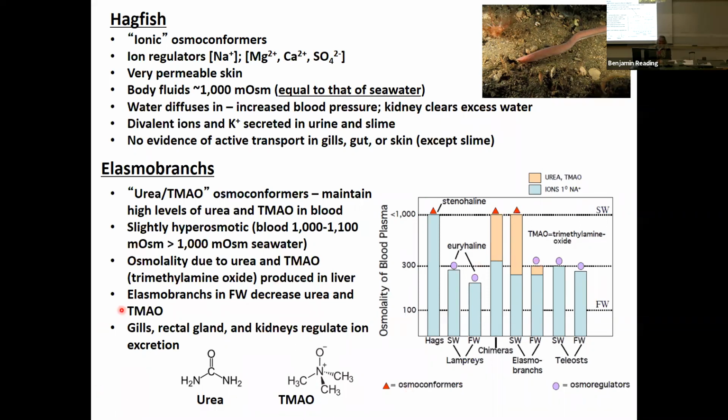They also have some ion pumps in their gills, the rectal gland, and the kidneys that can help to regulate ion excretion if something were to fall out of balance. But generally speaking, they just match their blood plasma to that of their environment using urea and TMAO. And they're what we call the osmoconformers. Also, the chimeras, the holocephali, the ratfish, also do this.